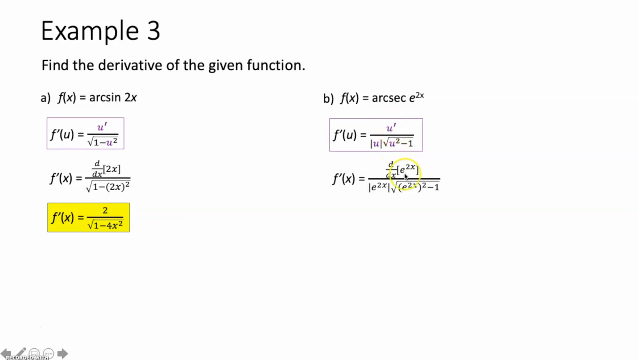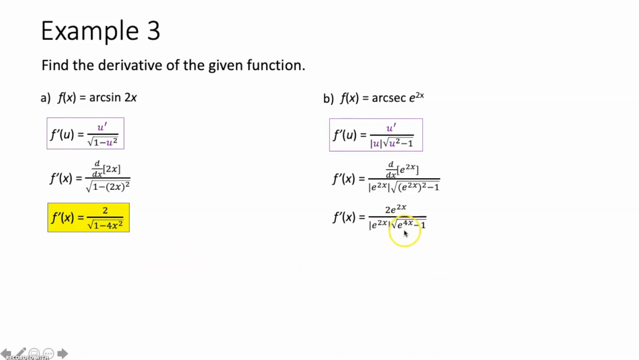Now, what is the derivative of e to the 2x? Well, derivative of e to the anything is just e to that same anything times the derivative of that anything, the derivative of that exponent by the chain rule. So derivative of e to the 2x is going to be e to the 2x times the derivative of 2x, which is just 2. So 2 e to the 2x is going to be my numerator.